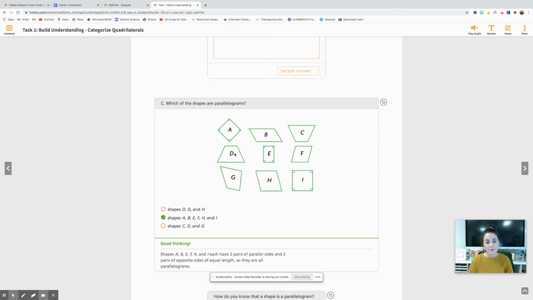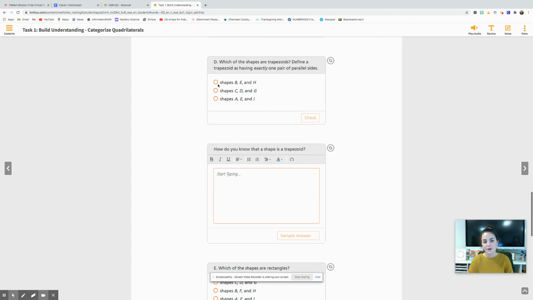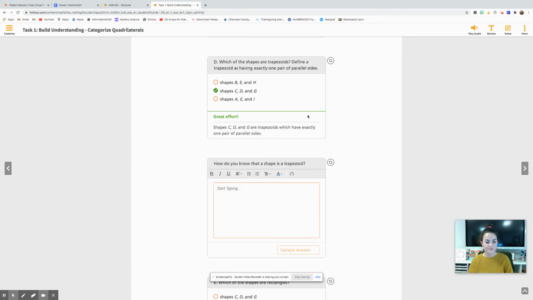D is also a trapezoid because it looks just like C. It's the same shape. And last but not least, G is your other trapezoid because it has 1 pair of parallel sides, not 2, just 1. So for here, you should choose C, D, and G. Okay?